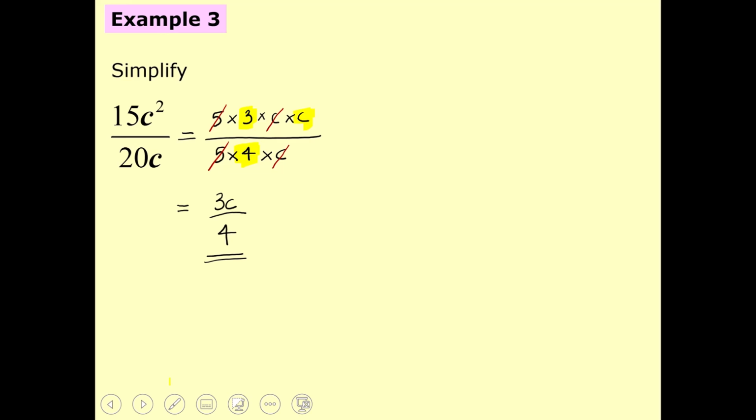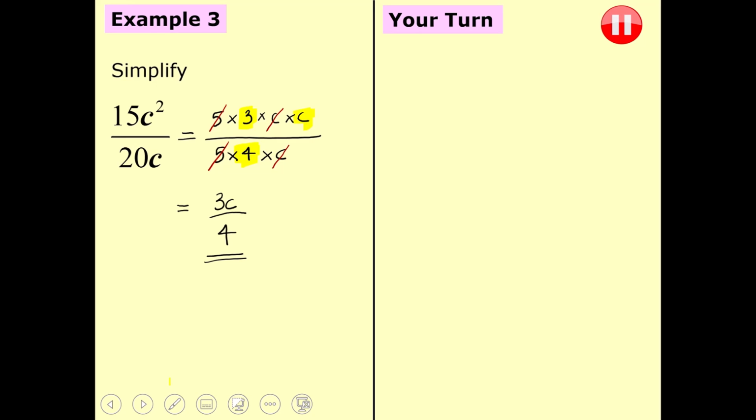Okay, so using this example, can you please try this question by expanding it to look like this first step, and cancel out your common factors and fully simplify 12y squared over 8y.